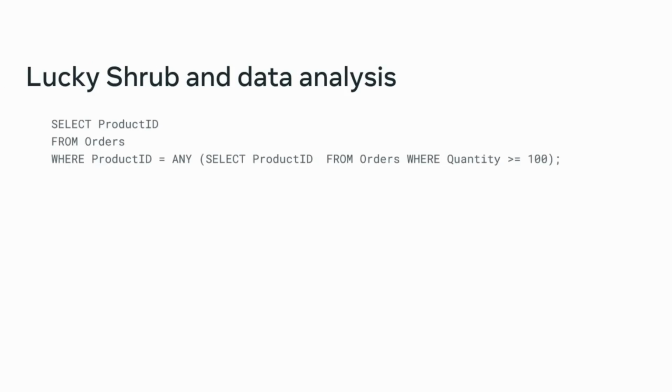Lucky Shrub need a list of all products that sold in quantities of 100 items or more. They can extract this data using a subquery that targets the tables that hold the data and filters the required results. Once they execute the subquery, MySQL returns the records that they need, a list of the top-selling products.